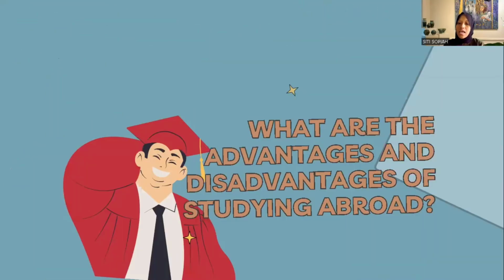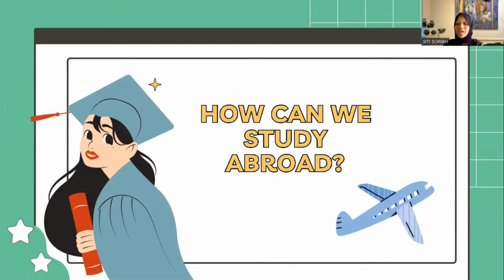And then the next is, how can we study abroad? Of course, there are many ways in order that we can study abroad. But if we want to study abroad for free, you have to be able to get a scholarship. And of course, for getting a scholarship, we need to study, we need to practice, and also we need to join the selection in order that we can get a scholarship and study abroad for free.